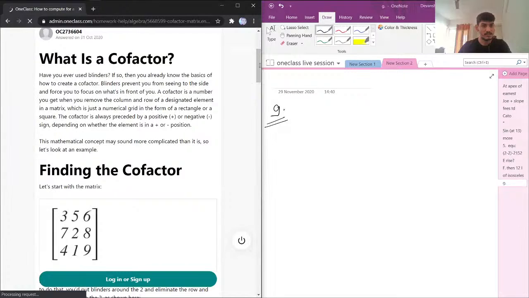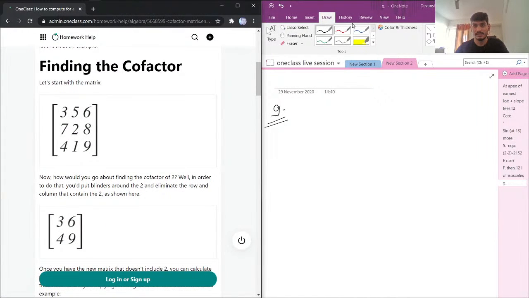So have you ever used blinders? Blinders prevent you from seeing the side and force you to focus on what's in front of you. A cofactor is a number you get when you remove the column and row of the designated element in a matrix, which is just a numerical grid in the form of a rectangle or a square. The cofactor is always preceded with a positive or negative sign depending on whether the element is positive or negative.